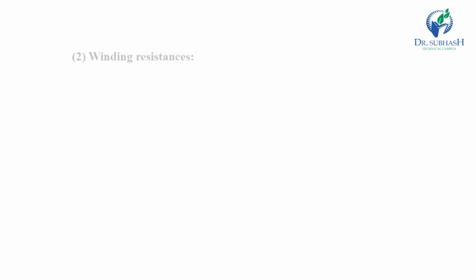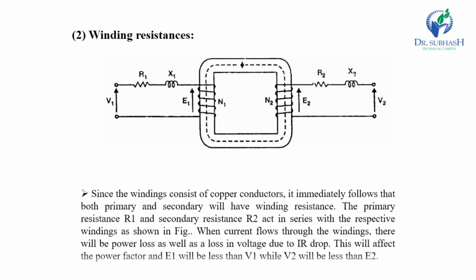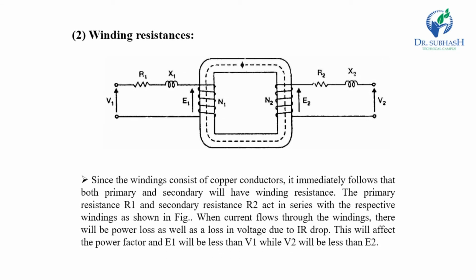Now, winding resistance. Since the winding consists of copper conductor, it immediately follows that both primary and secondary will have winding resistance, and the primary resistance R1, as we have seen in the figure, and R2 is in series with the respective secondary winding. Now when current flows through the winding, there will be power loss as well as a loss due to IR drop, and this will affect the power factor, and E1 will be less than V1 while V2 will be less than E2.